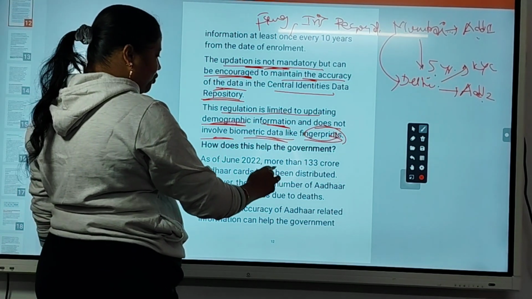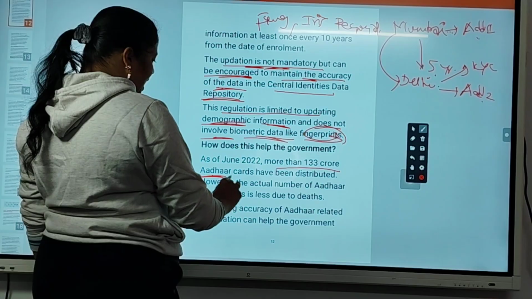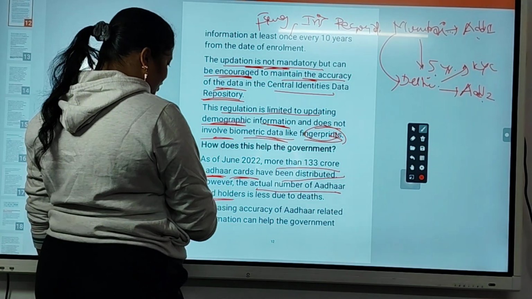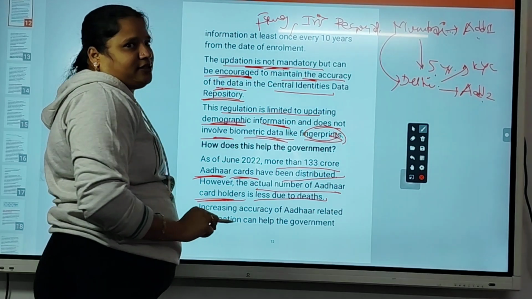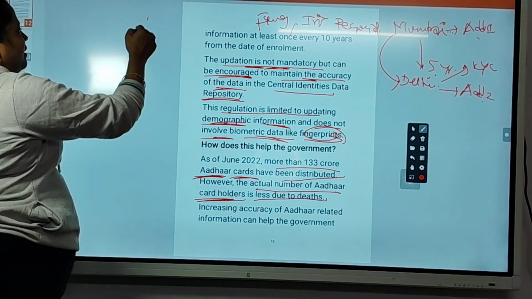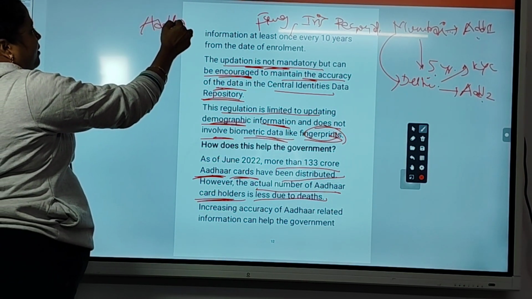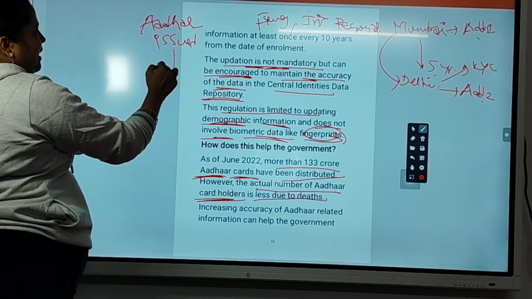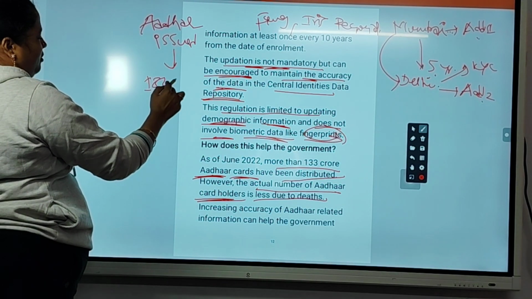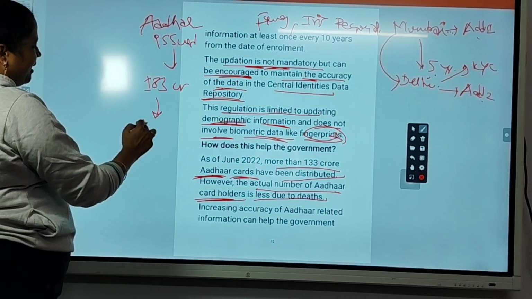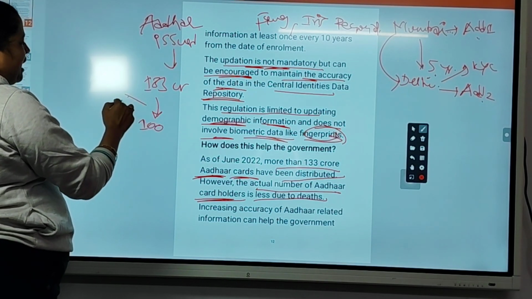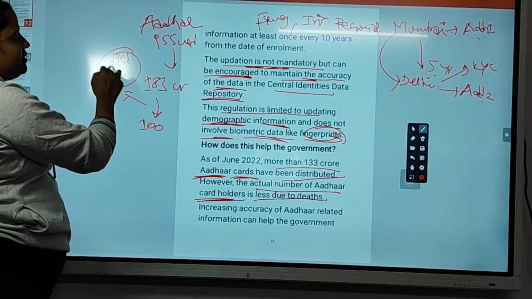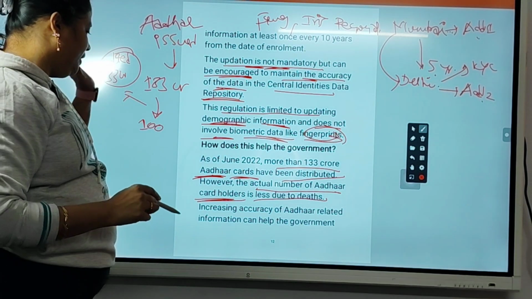As of June 2022, more than 133 crore Aadhaar cards have been distributed. However, the actual number of Aadhaar card holders is less due to deaths. So Aadhaar cards are being issued to 133 crore people, but only 100 crore Aadhaar are in use because around 33 crore people have died, like senior citizens, etc.